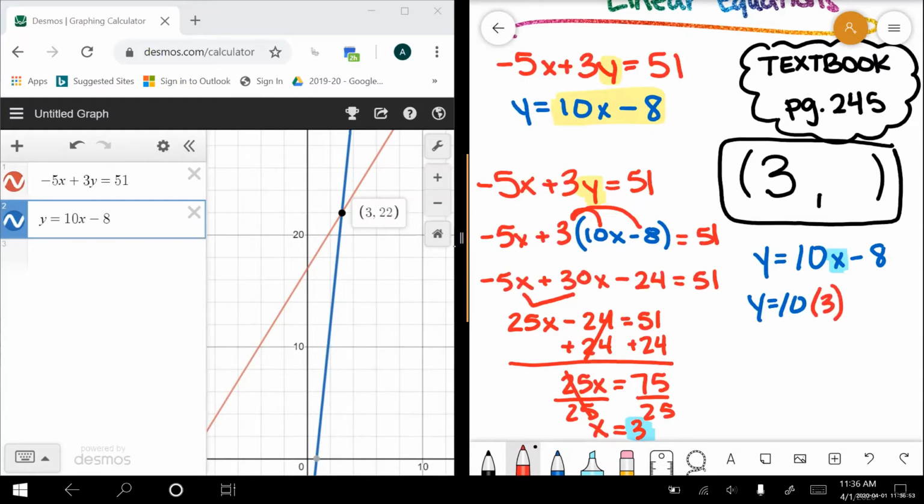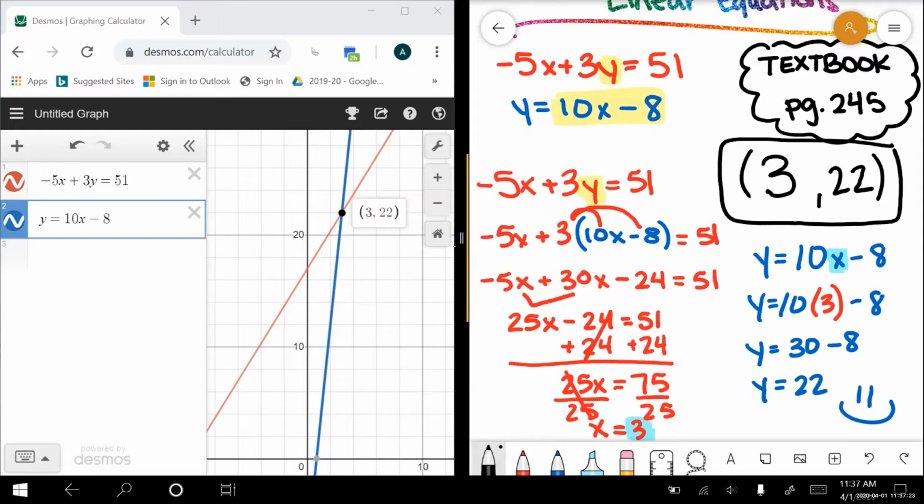So let me substitute my 3 in here. Y equals 30. That's 10 times 3. Minus 8. And 30 minus 8 is 22. We're happy. We knew that was a solution because we graphed it, but now we showed that it's a solution using algebra. Okay, so there's my answer, 3, 22, the answer we were expecting, and the answer we've just shown using algebra.